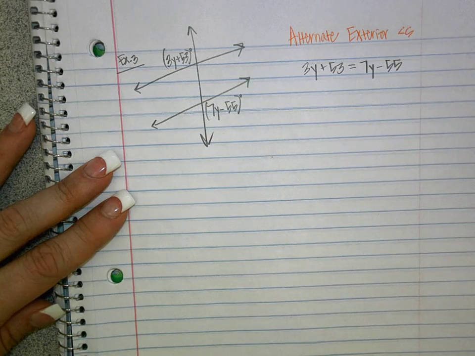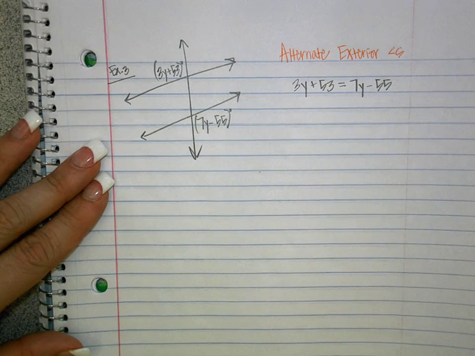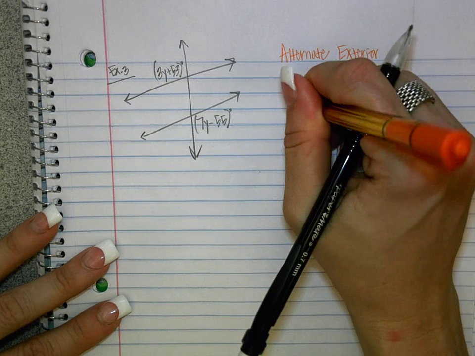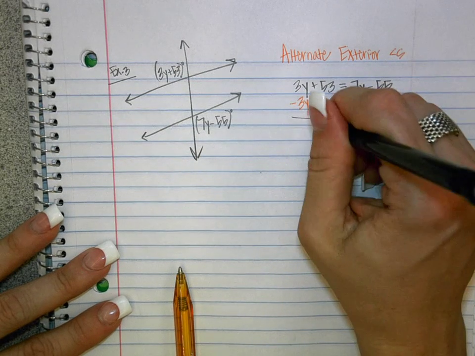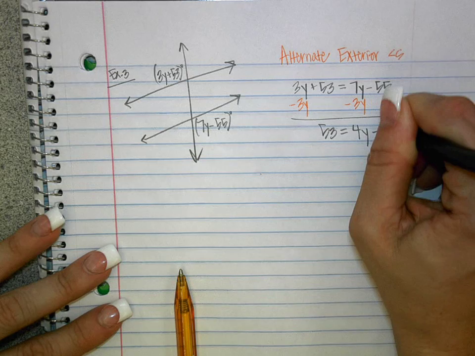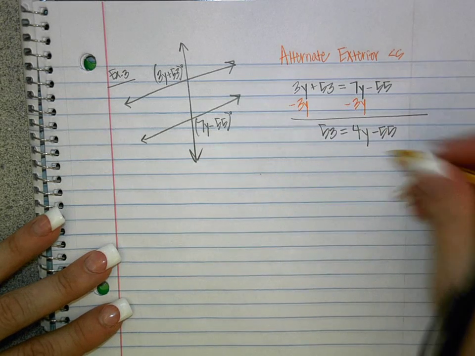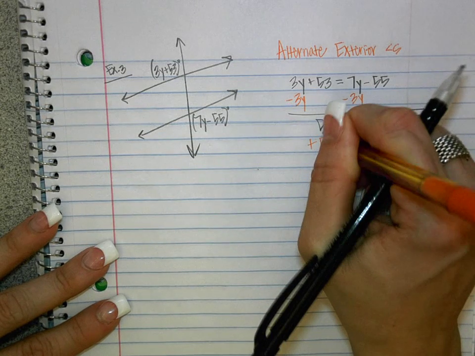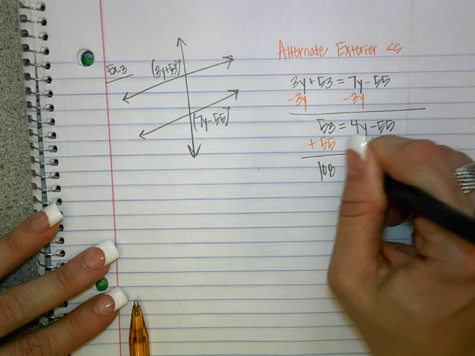What would you want to move first here? Do you want to move the numbers or the letters? The letters, okay. Which one would you move, the 3y or the 7y? 3y. I'd go 3y because it's going to make it so you don't have to deal with negatives. Okay, so 53 equals 7y minus 3y is 4y minus 55. Then add 55 to both sides to get that moved over. You add those together. That's 108 is equal to 4y.